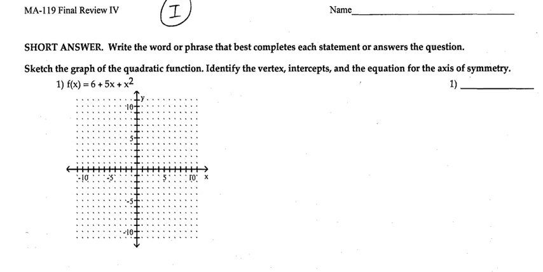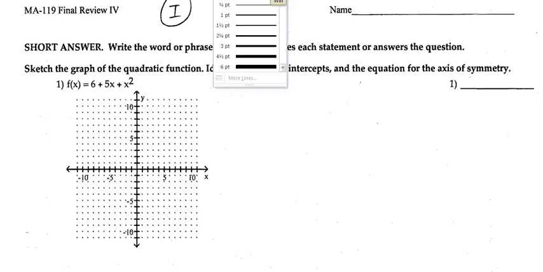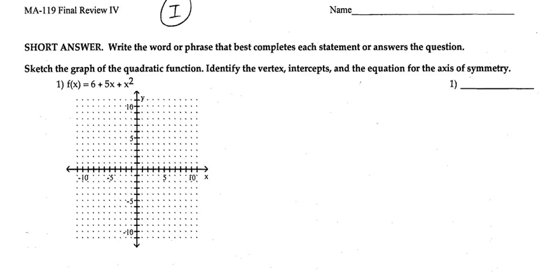Let's see number 1. We want to sketch the graph. So I have f of x is equal to 6 plus 5x plus x squared. So remember, we have a 5-step recipe. Let's turn this into the standard form. We have x squared plus 5x plus 6.